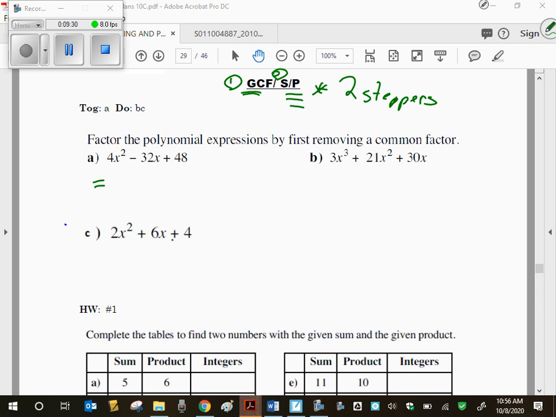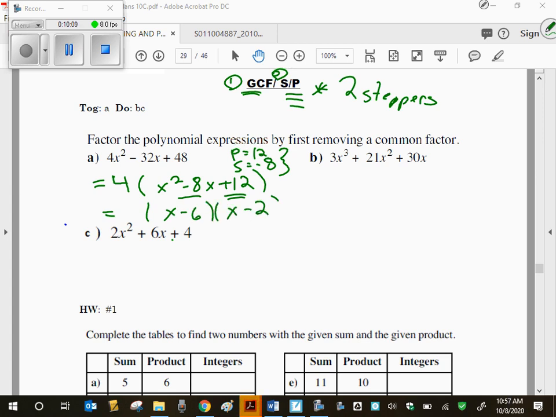GCF, remember, is take the greatest common factor out and the lowest exponent out and see what happens. Well, this one, you can take a 4 out. You get x squared, subtract 8x plus 12. When you divide everything by 4, feels like you're done because you've always been done at this point. You're not done. Now you can sum product the bracket part. So you need two numbers that multiply to 12 and add to negative 8. Positive product means you got two negative numbers. The answer is -6 and -2.